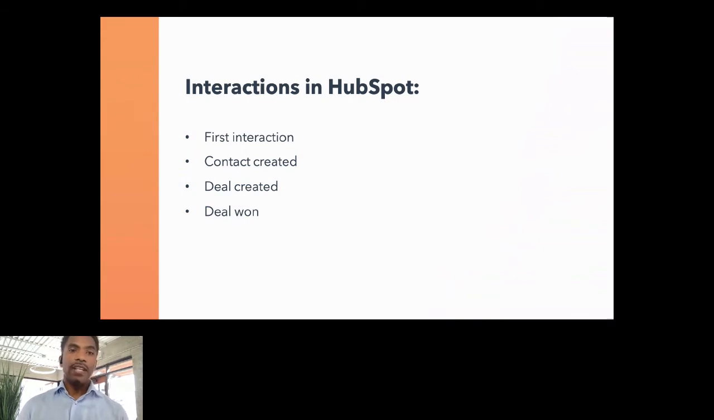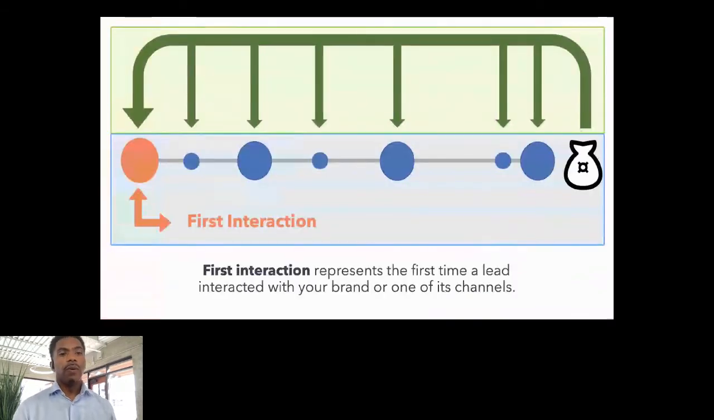Those are key interactions. So when we get into looking at the different types of models, one is first interaction. Basically we want to understand that first interaction represents the first time that a lead interacted with your brand through one of those channels. So it's just simply that, first interaction.